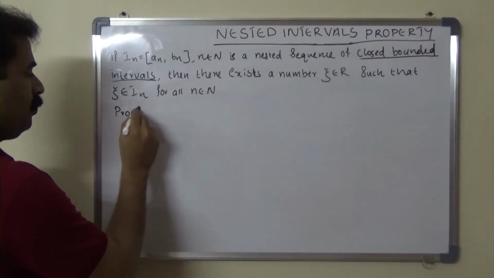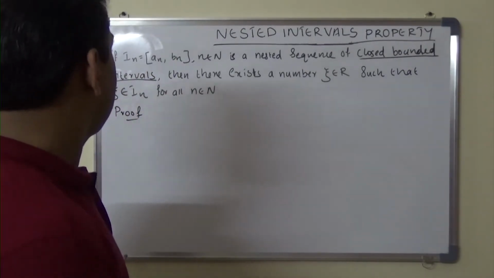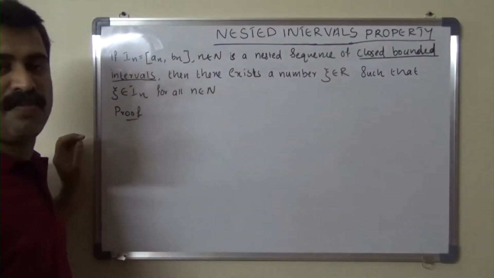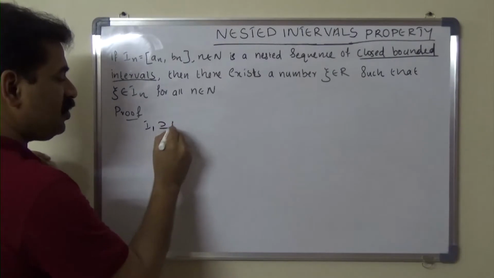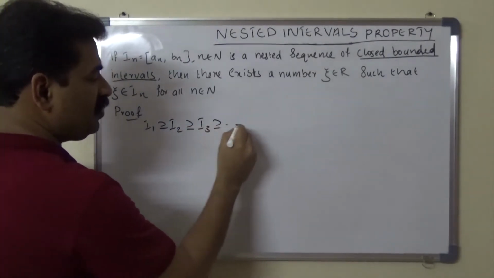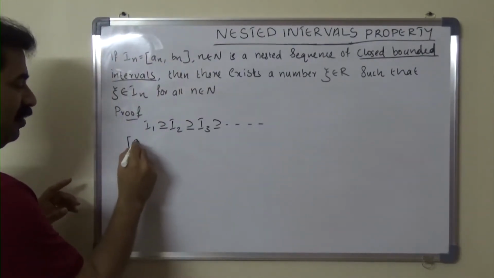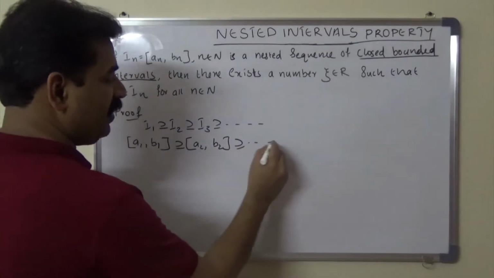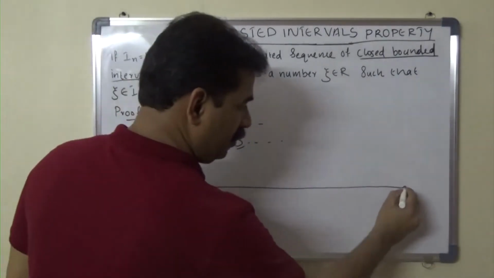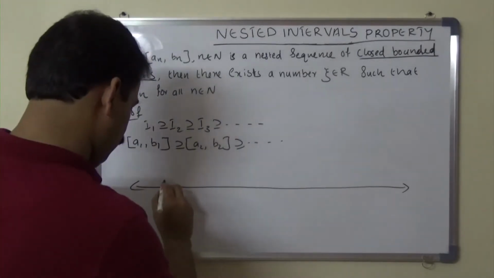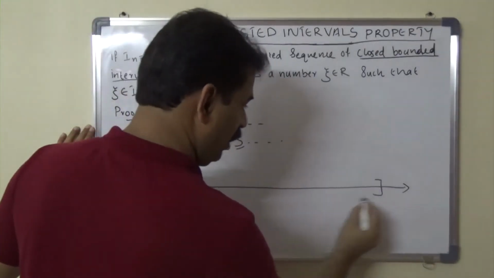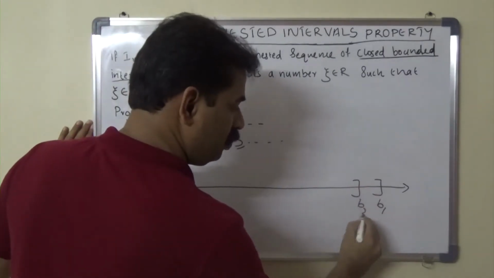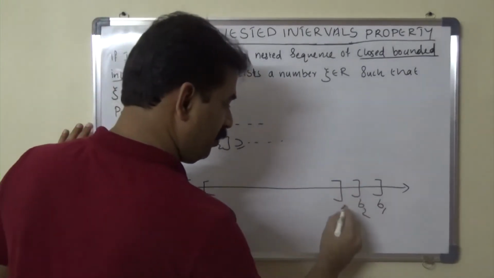Proof. Here, given I_n equals the closed interval [a_n, b_n] is a nested sequence of closed bounded intervals, so we can write I_1 superset I_2 superset I_3 superset etc. I_1 is the closed interval [a_1, b_1], superset I_2, the closed interval [a_2, b_2], superset etc. Suppose we draw a real line, then this is I_1, [a_1, b_1], and this is [a_2, b_2], [a_3, b_3].